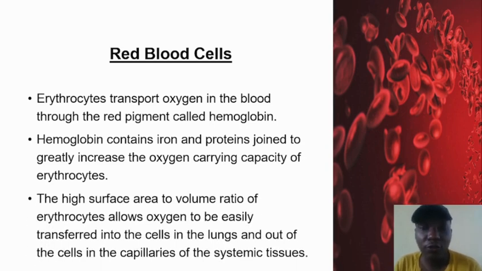The high surface area to volume ratio of the erythrocytes allows the oxygen to be easily transferred into the cells in the lungs and out of the cells in the capillaries of the systemic tissues. So this is how the erythrocytes are adapted. They have a high surface area to volume ratio that allows the oxygen to be easily transferred into the cells in the lungs and out of the cells in the capillaries of the systemic tissues.